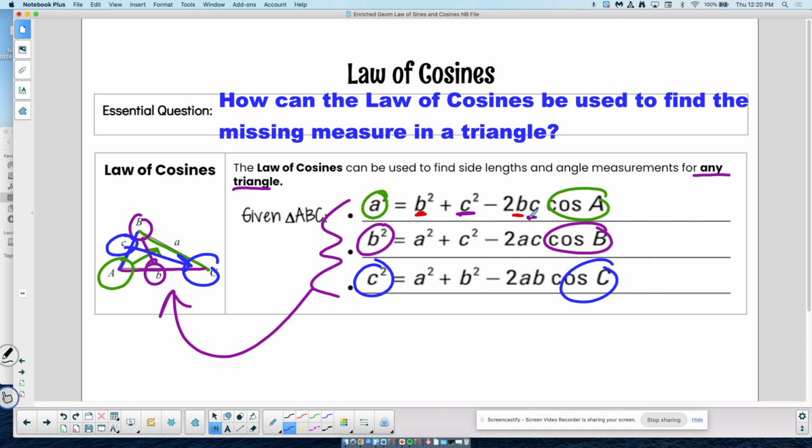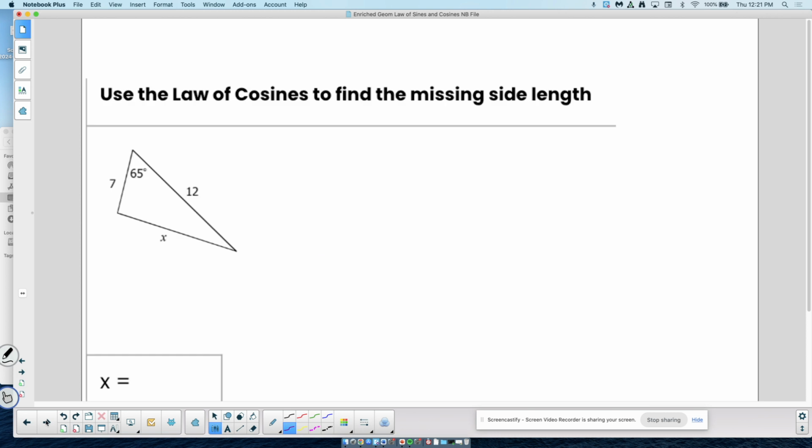You will have this formula to use on the board and on an assessment, if you were to ever take one on the law of cosines. It looks confusing, but once you do it a few times, like the distance formula or the Pythagorean theorem, it's pretty straightforward. Honestly, most of it's just calculator work. Let's see what it looks like.